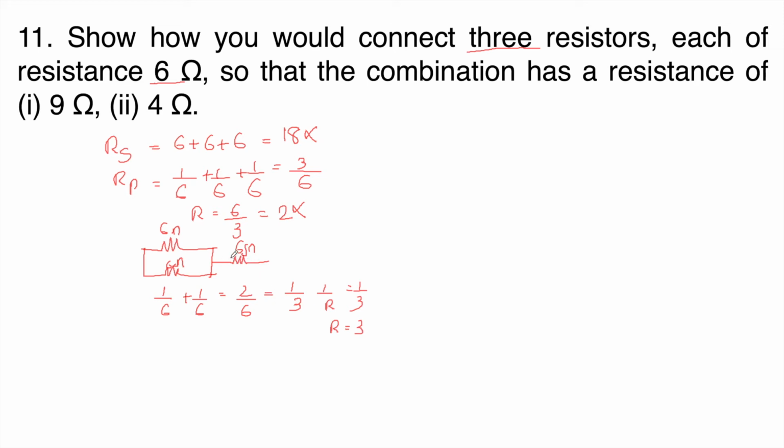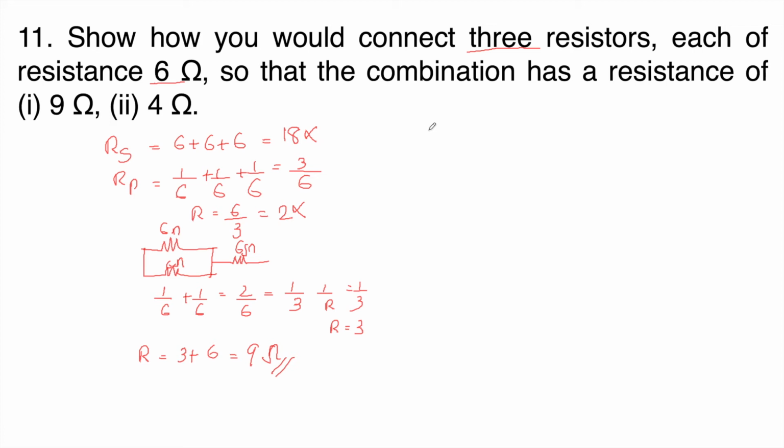Then the 3 is connected in series with 6. So 3 plus 6 will be the total resistance, that is 9 ohm, which we should get here. So what is the possibility? Two resistances should be connected in parallel, and one resistance should be in series with the parallel connection. Then we will get 9 ohm. Now we can check 4 ohm. With these possibilities we are not getting 4, so this is not possible again.